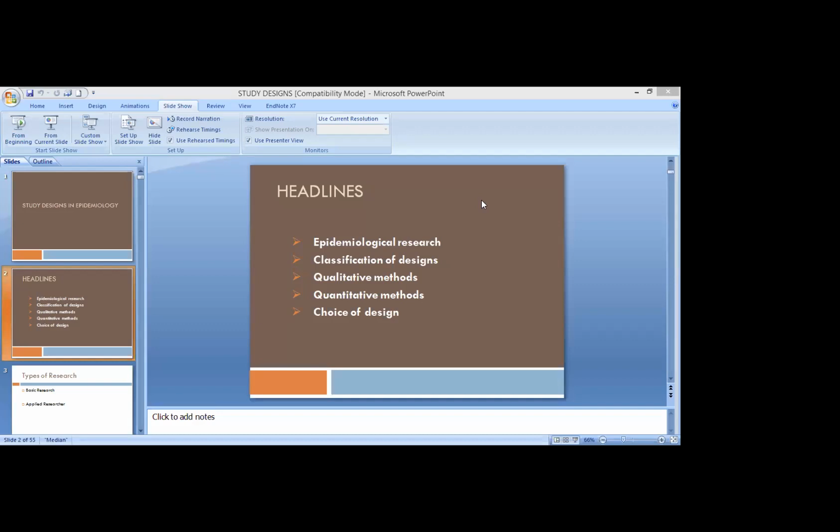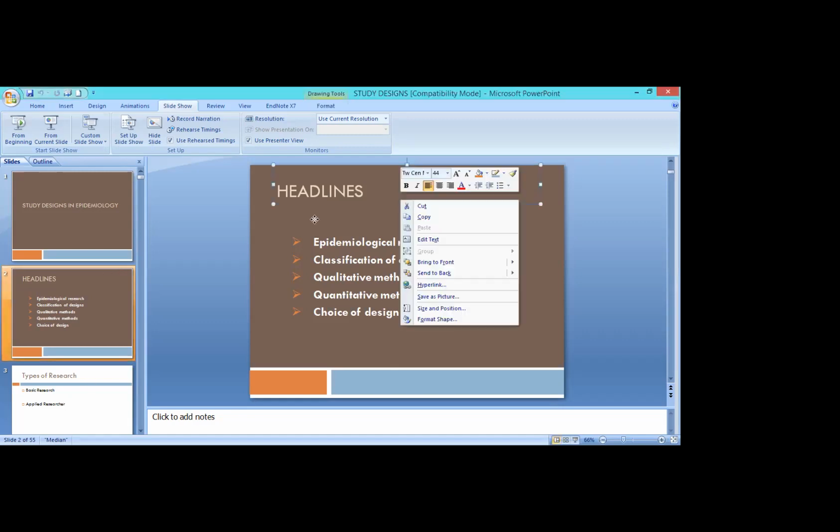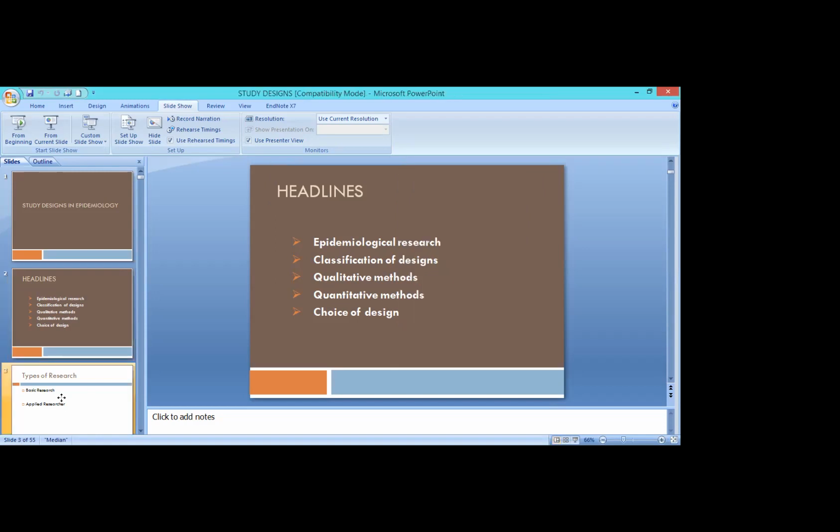It helps us reach our objective with evidence. So what are the different types of research? They like to comment on it. Basic research. Let me know, what is basic research?